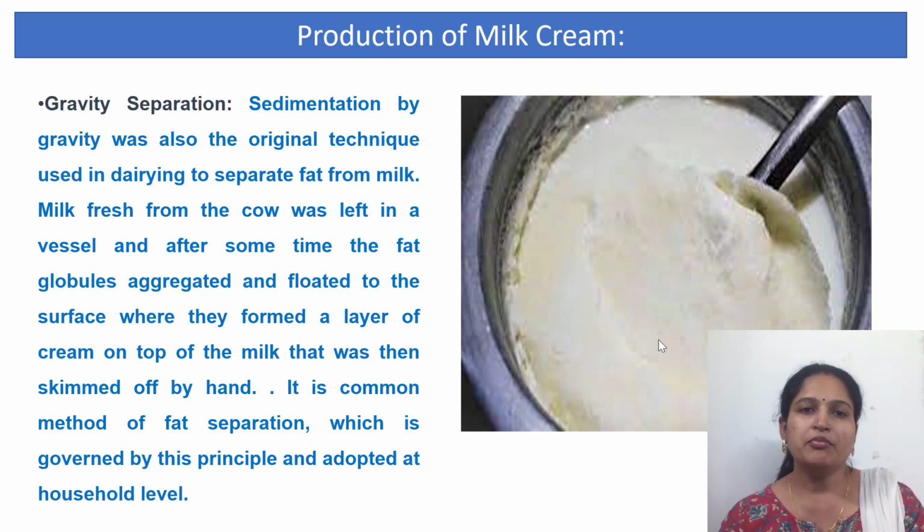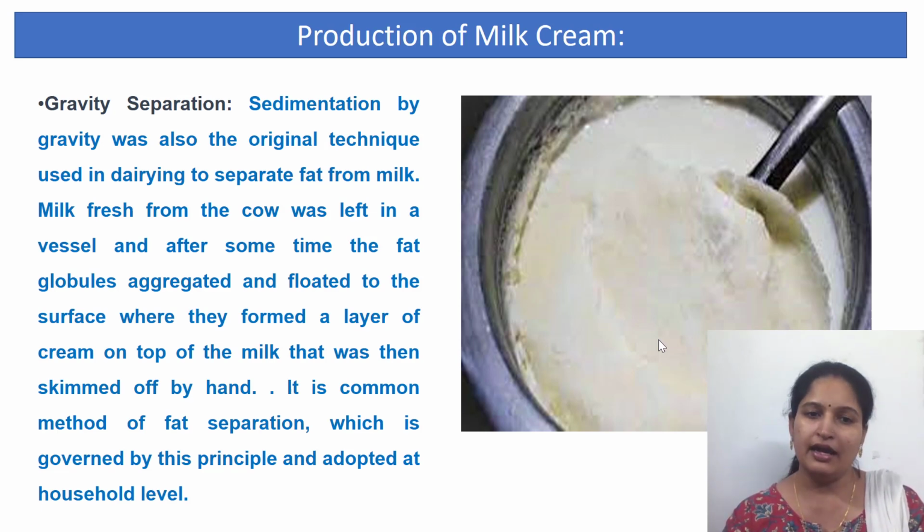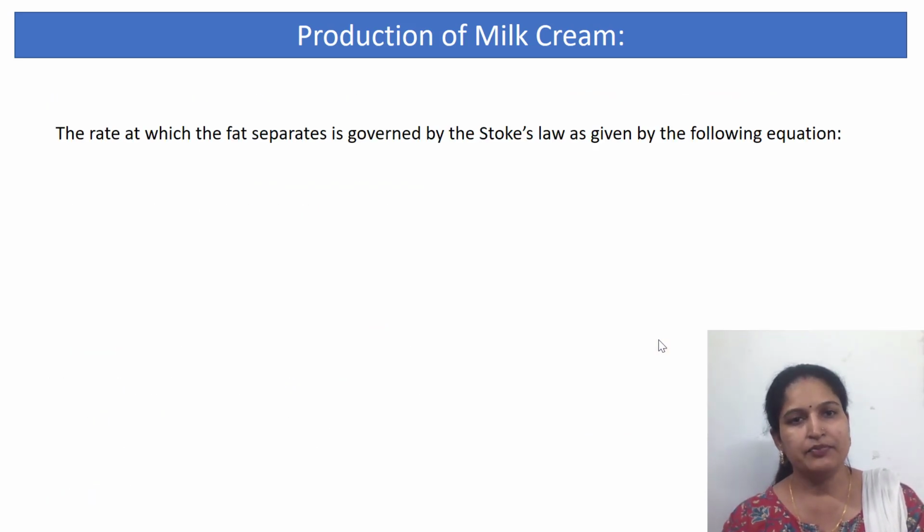The gravity separation method involves sedimentation by gravity, and was also the original technique used in dairying to separate fat from milk. Milk fresh from the cow was left in a vessel, and after some time the fat globules aggregated and floated to the surface, where they formed a layer of cream on top of the milk that was then skimmed off by hand. So it is a common method of fat separation which is governed by this principle and adopted at household level.